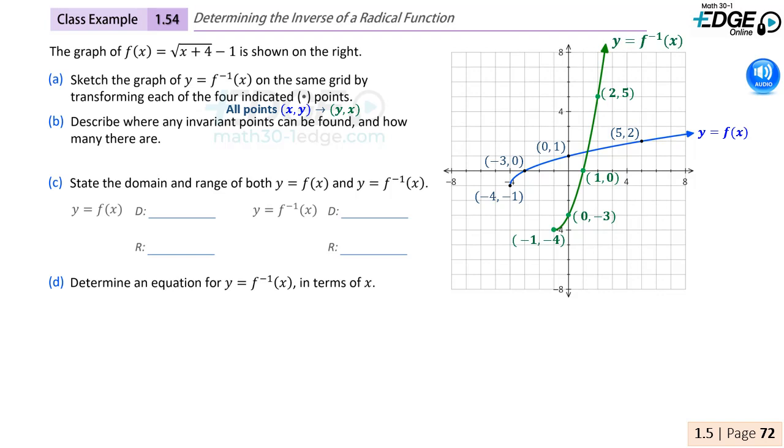Our blue graph, which represents a radical function, has been transformed to the green graph, which is effectively half of a parabola. This transformation leads to only one invariant point, which lies on the line y equals x in quadrant 1. We see this is the only point where both the x and y coordinates were the same.